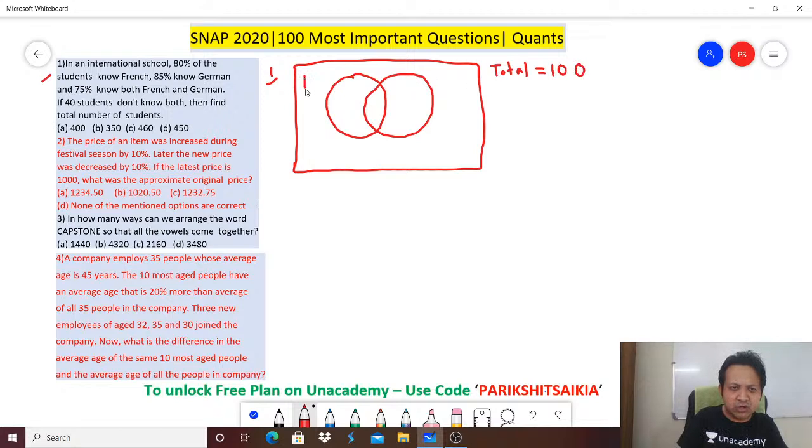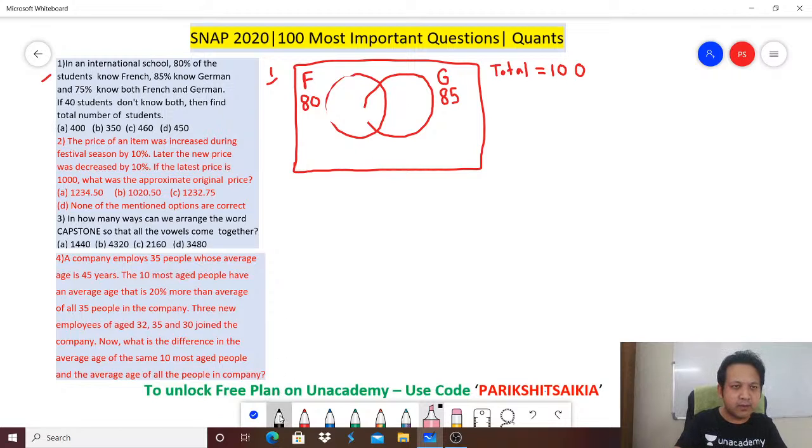So you have got French, you have got German. I've made an assumption that the total is 100. So 80% know French. Can I say the first circle is 80? 85 know German, which is the second circle. Just to make sure that we are clear on this, this complete part is 80, which is French, and then you have got this complete part, which is 85, which is German.